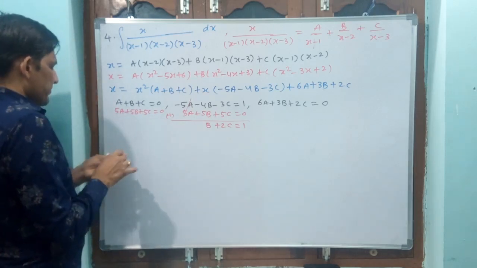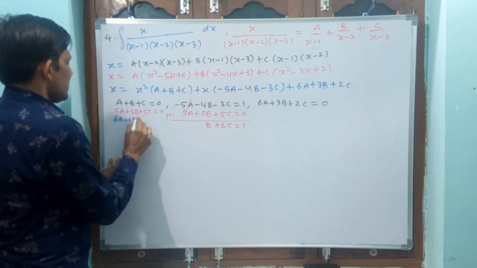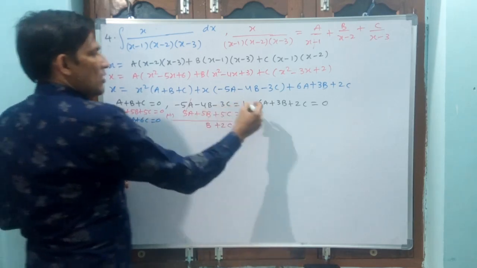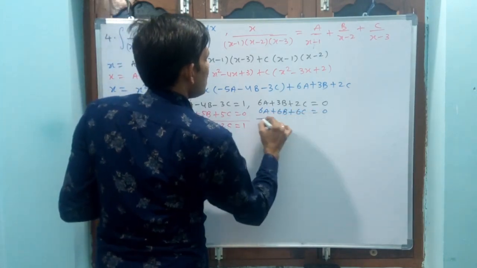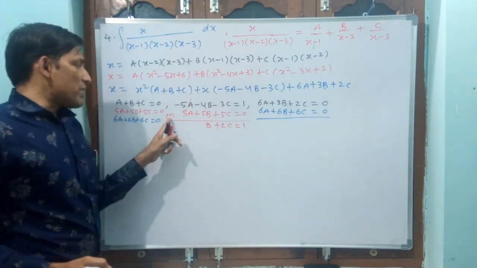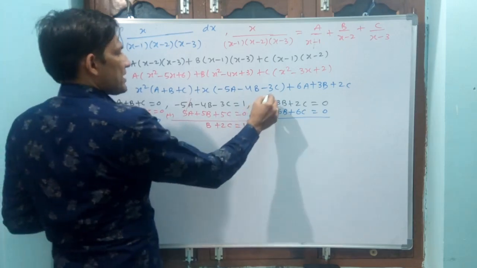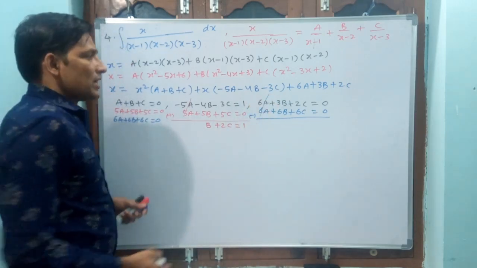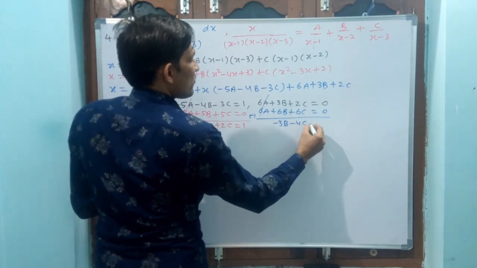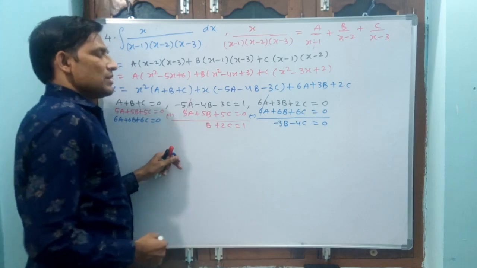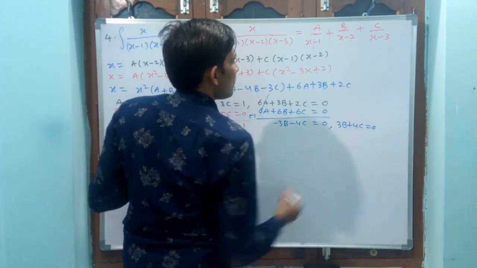Another one also, you see what I am doing. 6 times I am doing multiplication: 6a plus 6b plus 6c is equal to 0. Put again here 6a plus 6b plus 6c is equal to 0. Now what you have to do here, we made addition before, but here you have to make subtraction. Why? Because 6a is going to get cancelled if you subtract. 3 minus 6 is minus 3b, 2 minus 6 is minus 4c is equal to 0. If it is 0, then you can write this as 3b plus 4c is equal to 0 also.